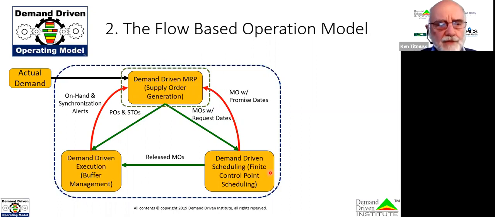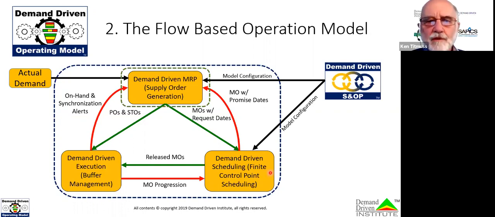But we also get these released manufacturing orders going down to the demand-driven execution portion of the operating model as well. And we'll be getting progression of those manufacturing orders coming back to the scheduling system. But it doesn't stop there, because we have this tactical demand-driven S&OP portion in our adaptive enterprise, which is providing the model configurations to drive the demand-driven MRP and the demand-driven scheduling. For demand-driven MRP, we're getting information about the stock buffers and bills of materials. Model configurations for the demand-driven scheduling are the sort of things we get out of our routings and sources information coming from the demand-driven sales and operations planning process.